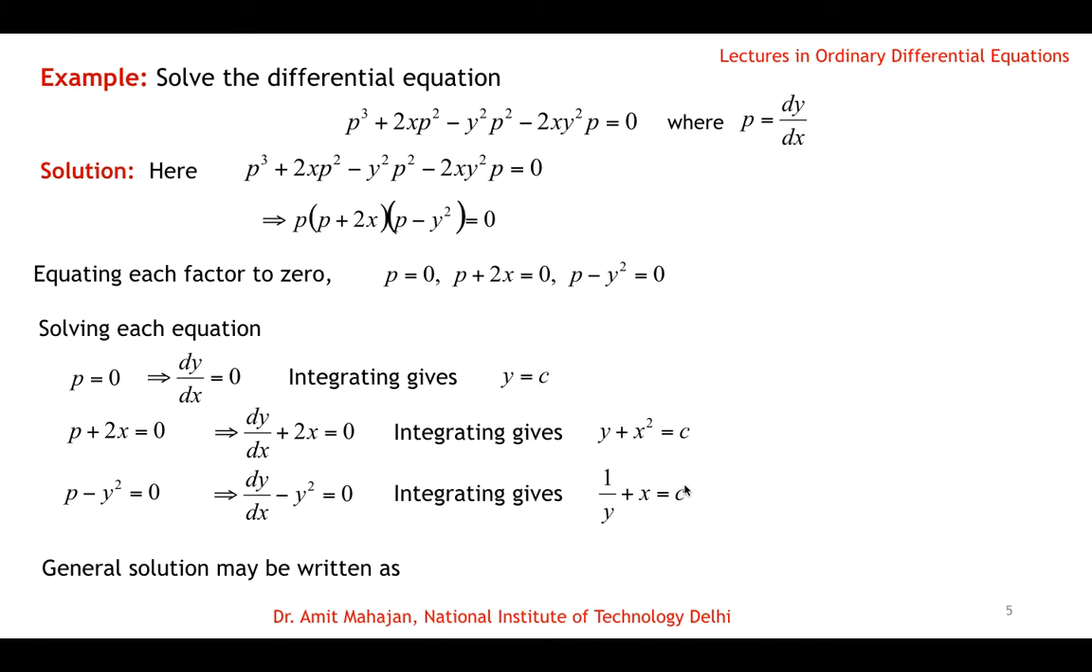Remember again, the same constant c is used while integrating, because it is first order, so we'll get only one arbitrary constant in the solution. So the general solution is y minus c into y plus x square minus c into 1 by y plus x minus c is equal to 0. Okay, so this is the general solution of the differential equation. So this was case 1, where the differential equation is solvable for p.